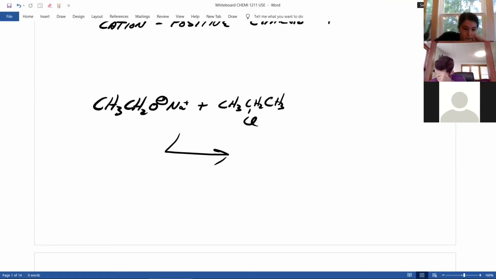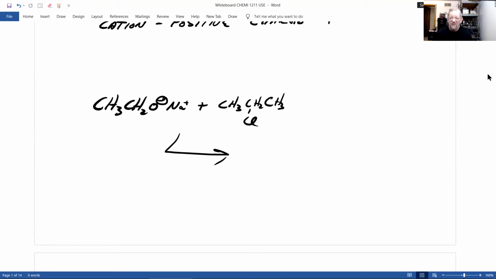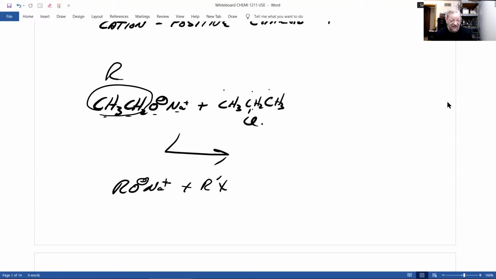All right, time for Dr. White to get to work. So I will. All right, if we look at this, what's different? Carbon, carbon, oxygen minus, sodium plus, an alkoxide. Here is my R group. Over here, carbon, carbon, carbon with a halogen. This is an alkyl halide, and X can be chlorine, bromine, or iodine.